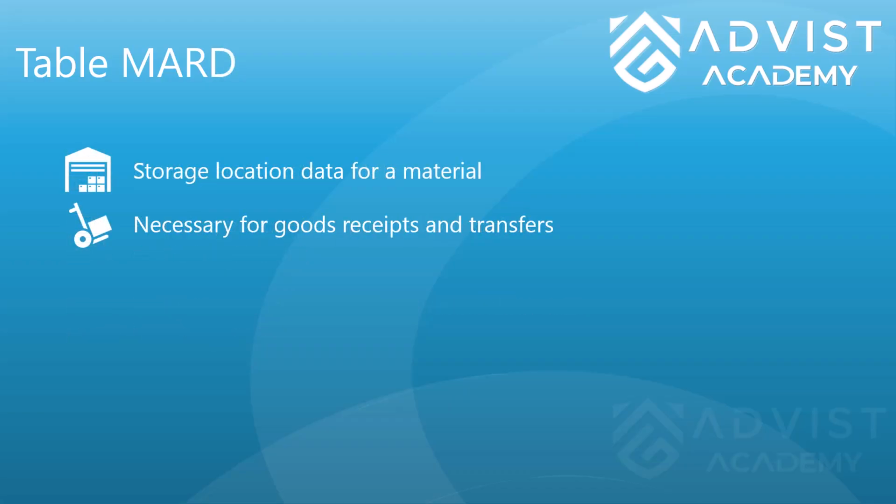Closely related is the MARD table, which contains storage location data for each material. It shows the available stock at each storage location and is central to inventory accounting. Without maintained entries in MARD, goods receipts or stock transfers at the storage location level cannot be processed.